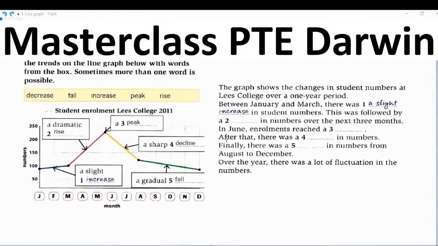Now in the descriptive part, we'll just create sentences. Between January and March, there was a slight increase in student numbers. We can also cite the numbers: a slight increase in student numbers from 90 to 110, or maybe 95 to 105. You can say that as well. And what followed that? This was followed by a dramatic rise in numbers.